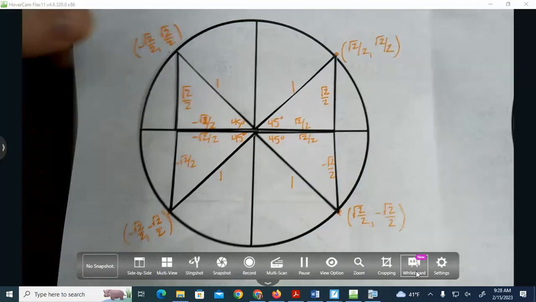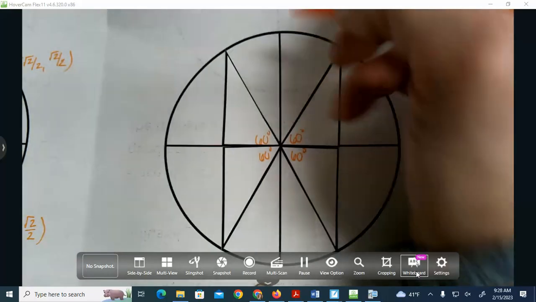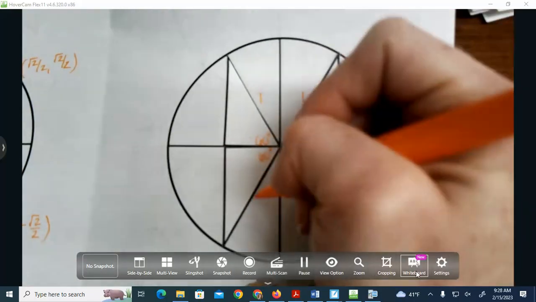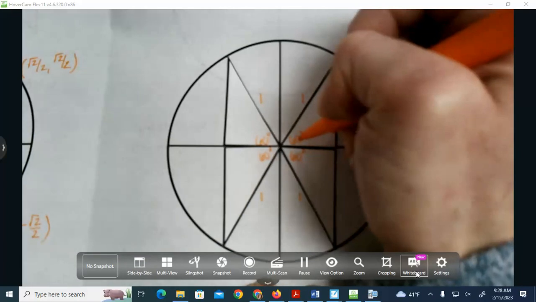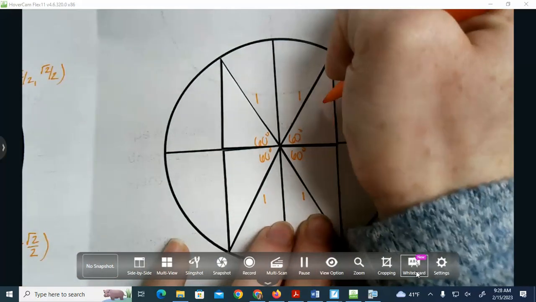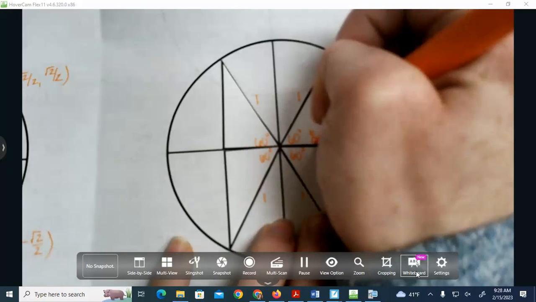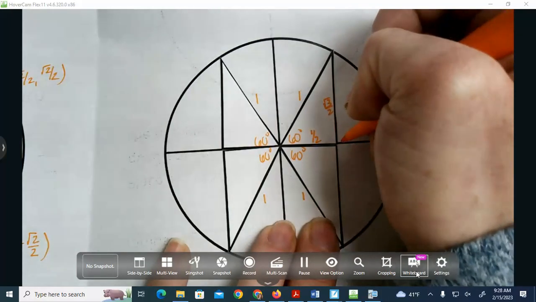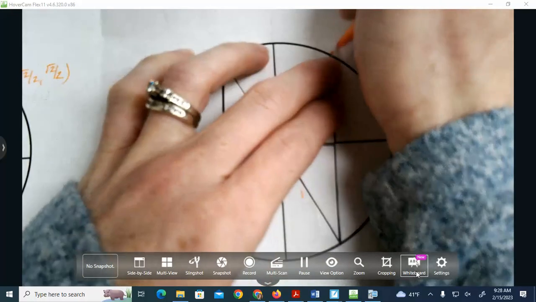All right, last one. So in this 60, my radius is still 1. So in our special right triangle, the side opposite the 60 was radical 3/2. My other side was 1/2. So at this point we go over a half and up radical 3 over 2.